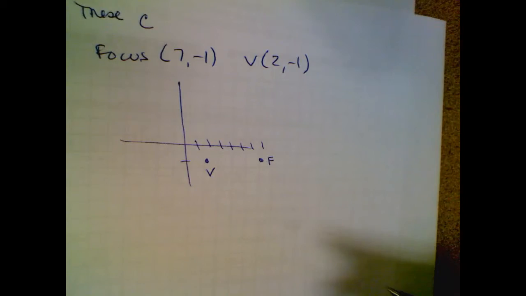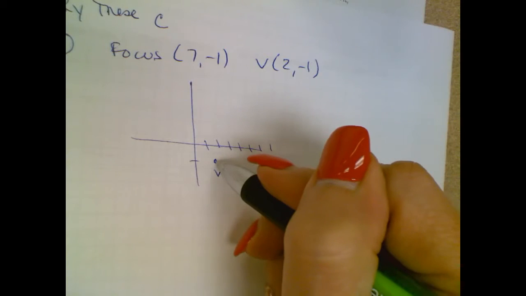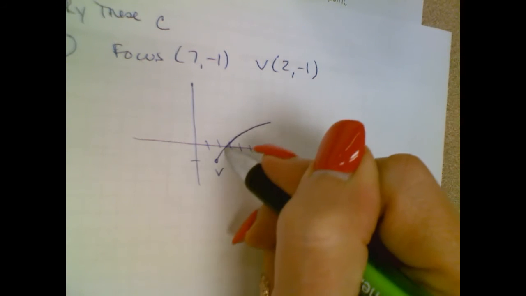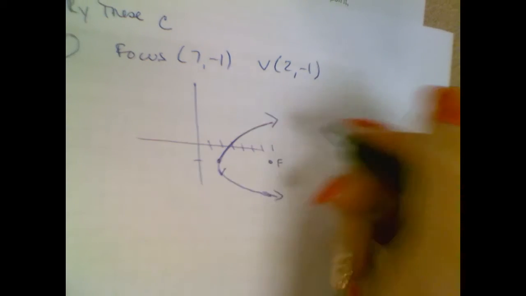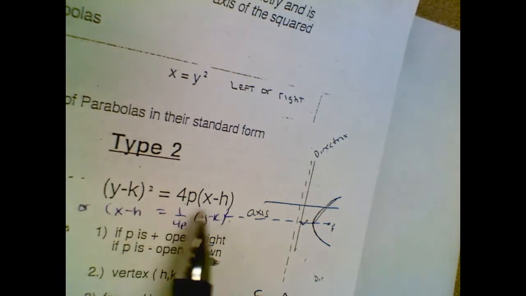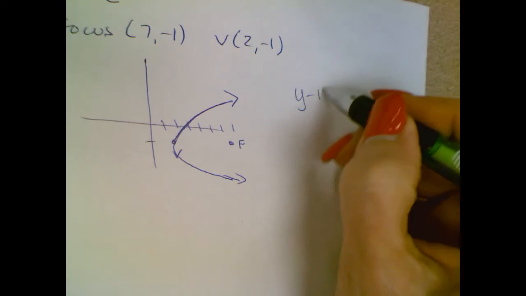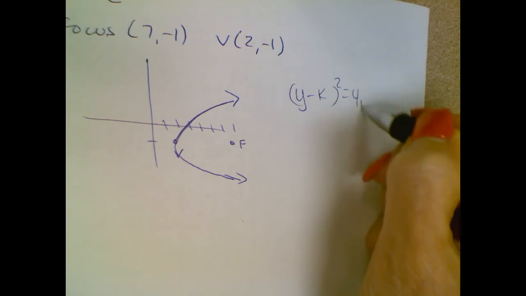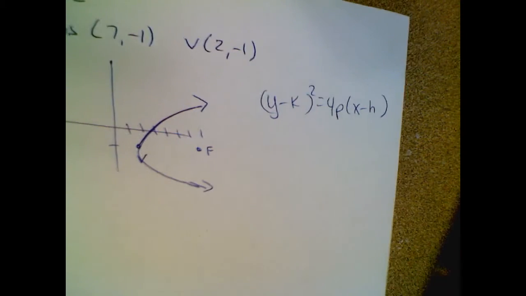Just by looking at that little sketch, which way does this have to open? Well, it opens from your vertex, and the focus has to be inside of it, so it has to be like this. It has to be a right parabola. So maybe just take a quick little look at type 2 on your notes right here. This is what it looks like when it's opening right. So let's write that: (y minus k) squared equals 4p times (x minus h). Okay, so this is what we have.